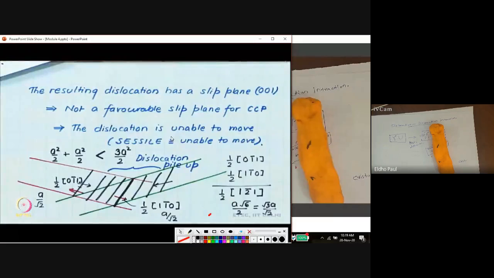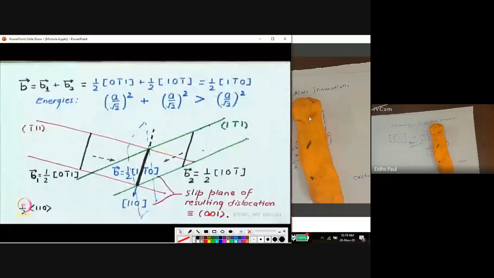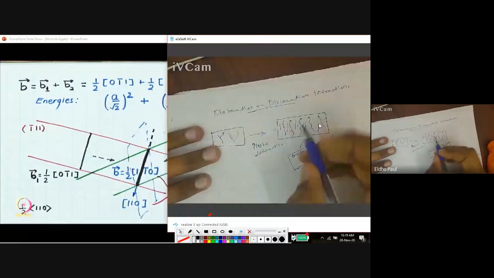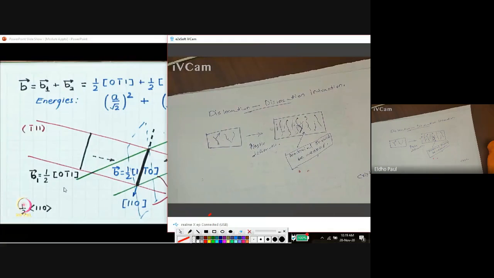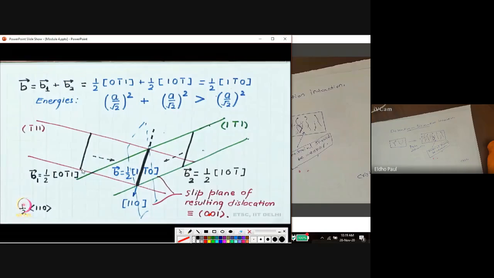Why does one dislocation line restrict the movement of another dislocation line? What is the reason for that? It is the same as we discussed in the case of solute: a stress field. That is the reason. Here it is somewhat complex and not required. It is explained just for understanding how this dislocation interaction restricts the movement of dislocation lines.